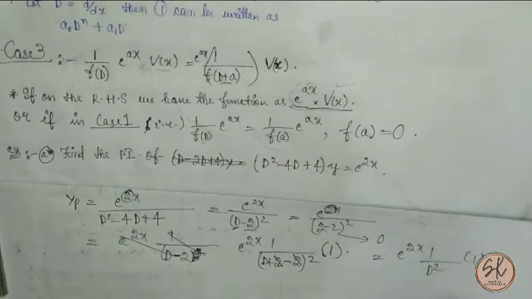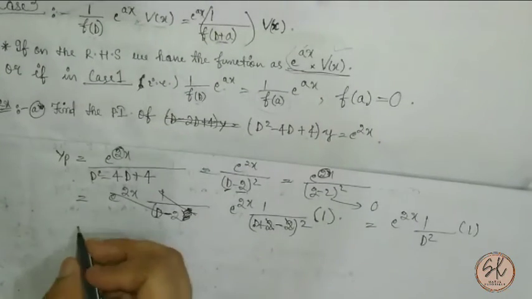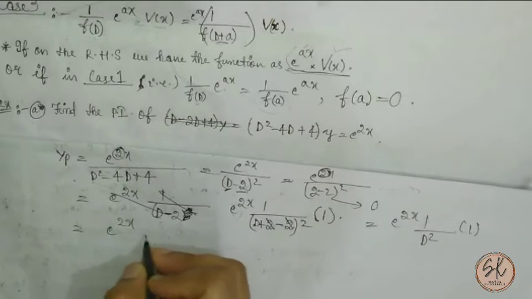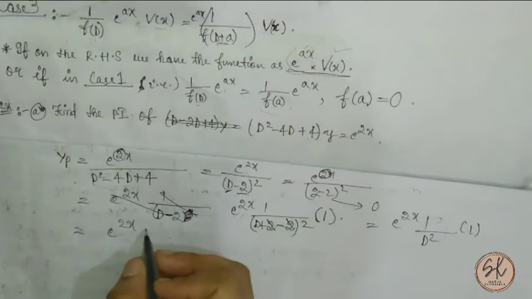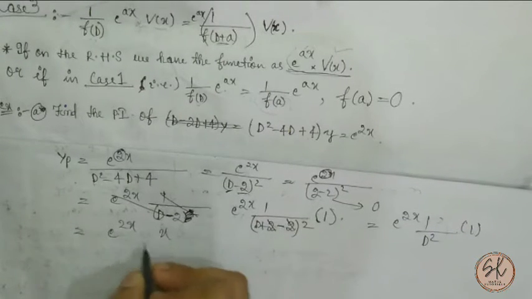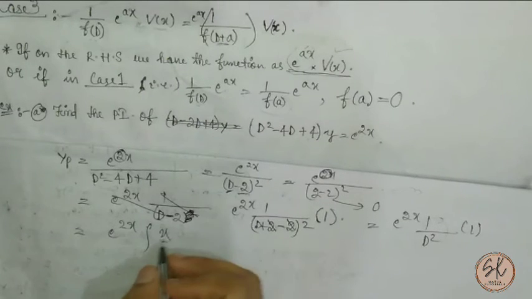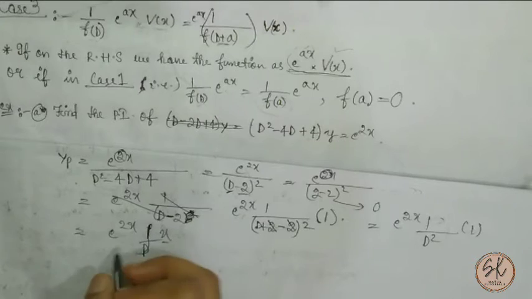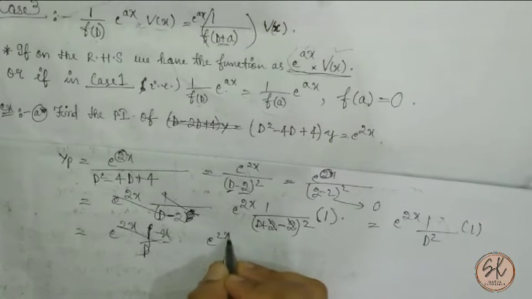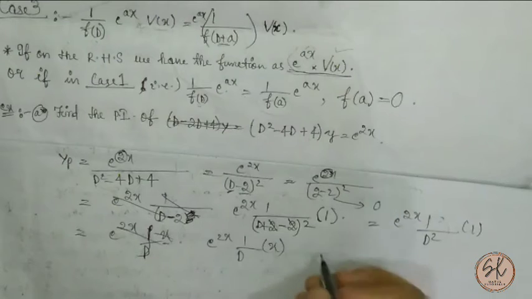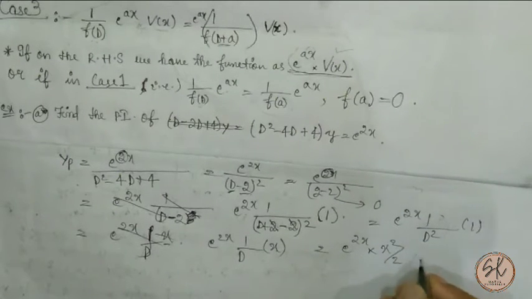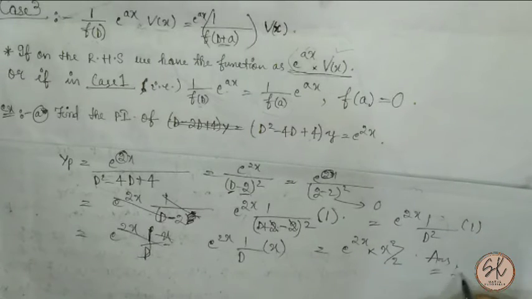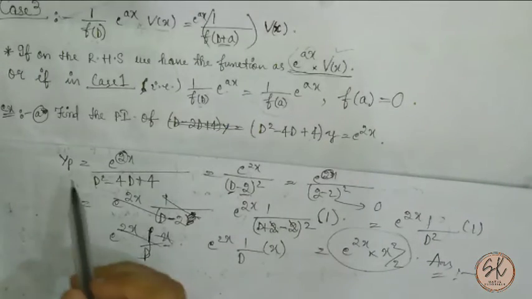This reduces to e to the power 2x into 1 by D square of 1. Now this is equal to e to the power 2x, and 1 by D means integration, D square means 2 times integration. So first we will get x, and on integrating one more time, that is also 1 by D, so actually this is e to the power 2x into 1 by D of x. Now this is equal to e to the power 2x into x square by 2. Alright, so this is the final particular integral of this question.